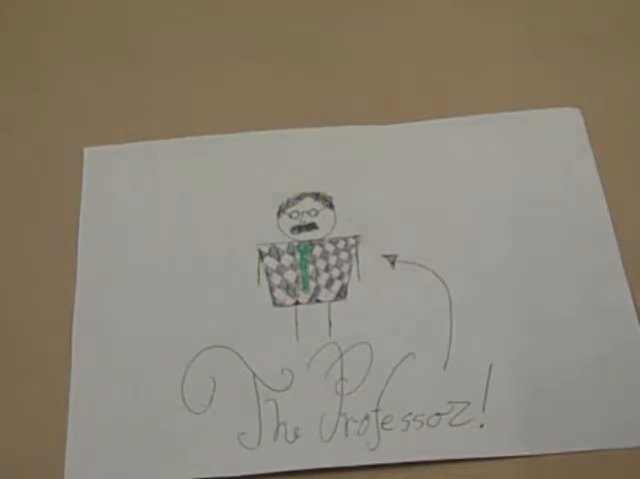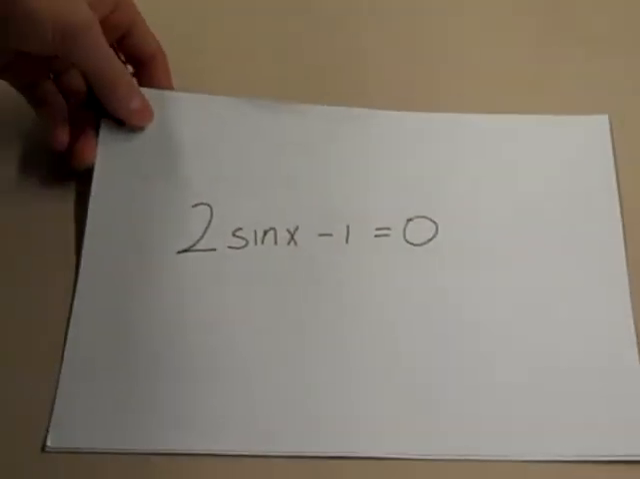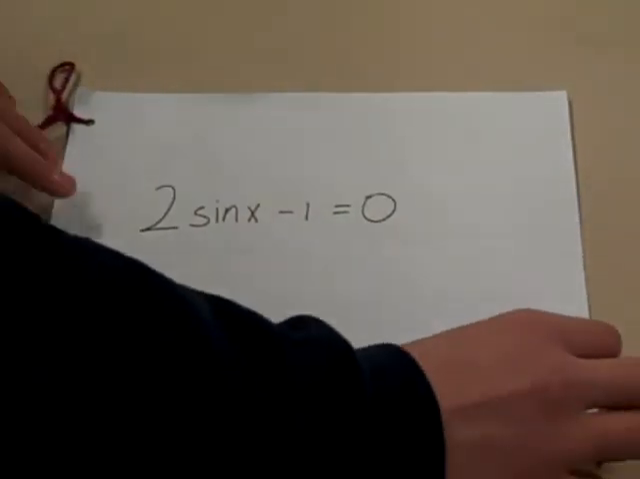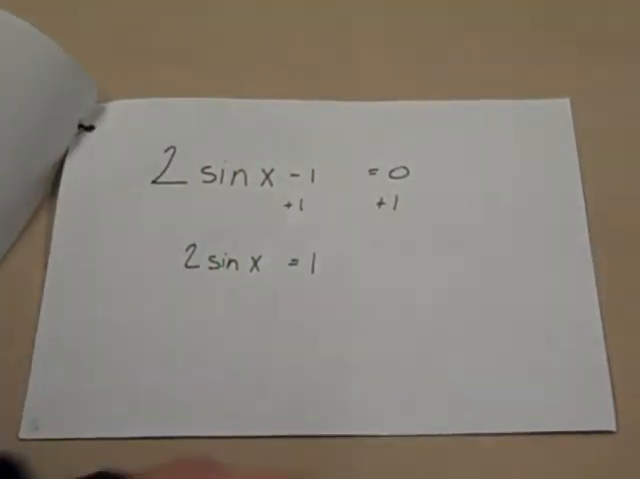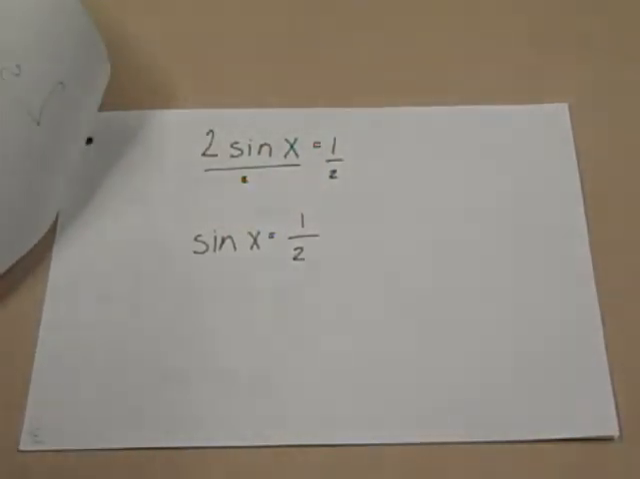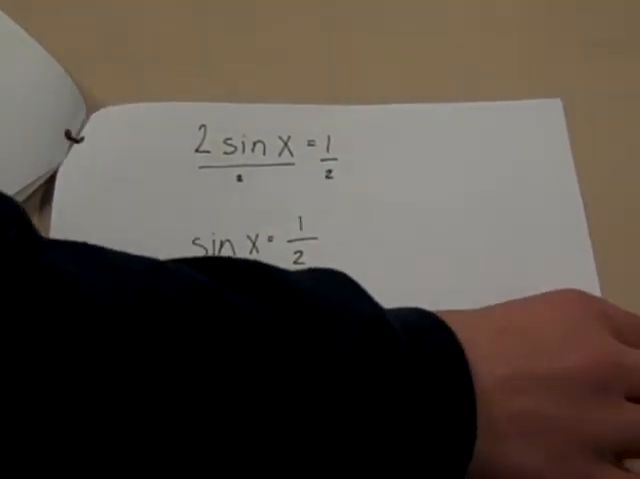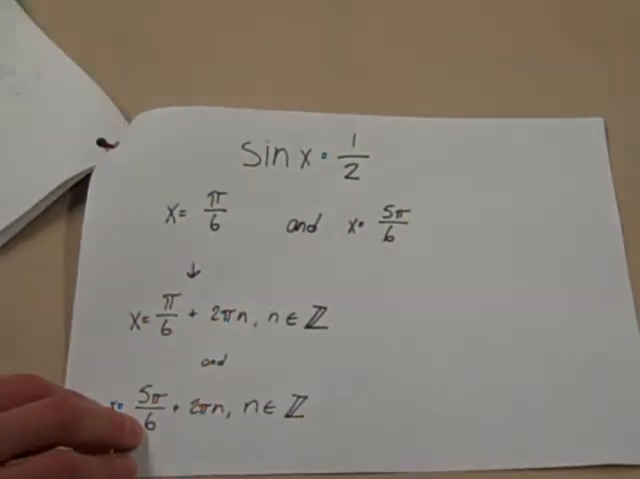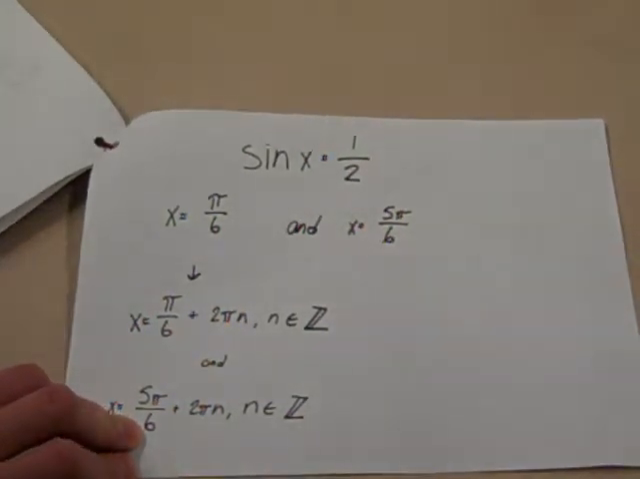Dear Timmy, I've received your message and I decided to help you. First, let's start with the basics. In this equation, we will solve for x. First, add 1 to both sides. Then, divide both sides by 2. By looking at the unit circle, we know that sine x equals 1/2 has the solutions x equals pi over 6 and x equals 5 pi over 6.